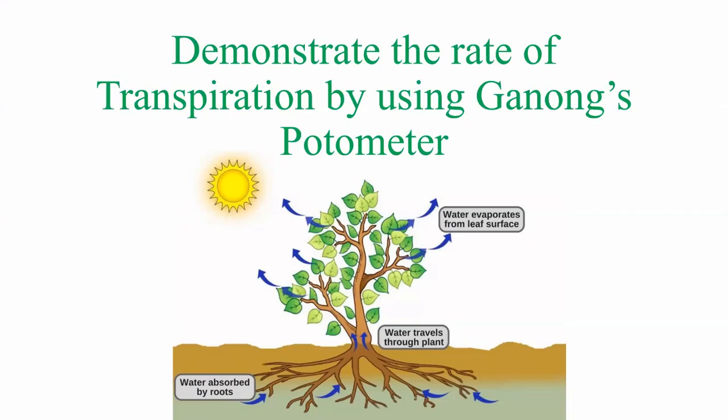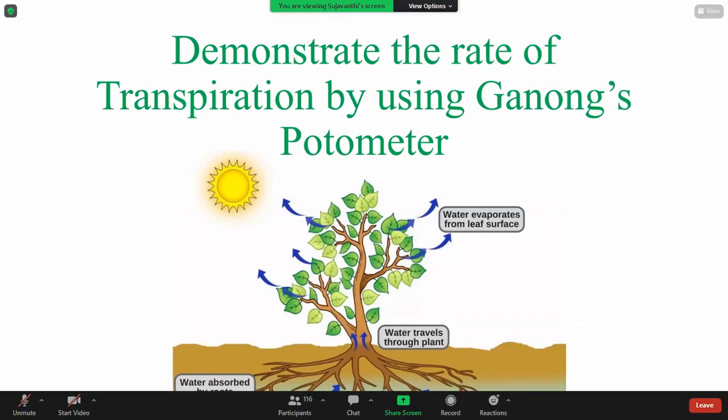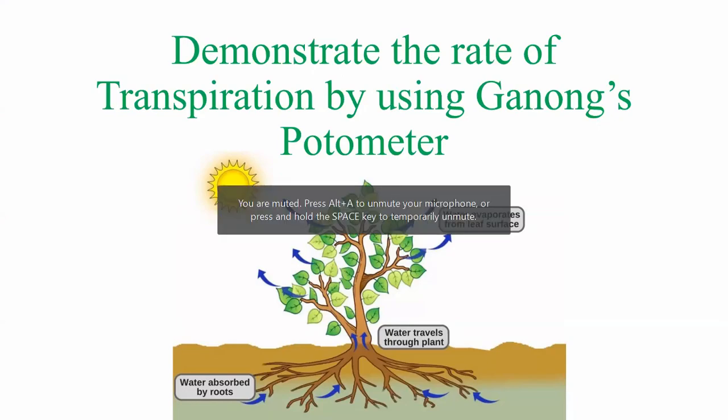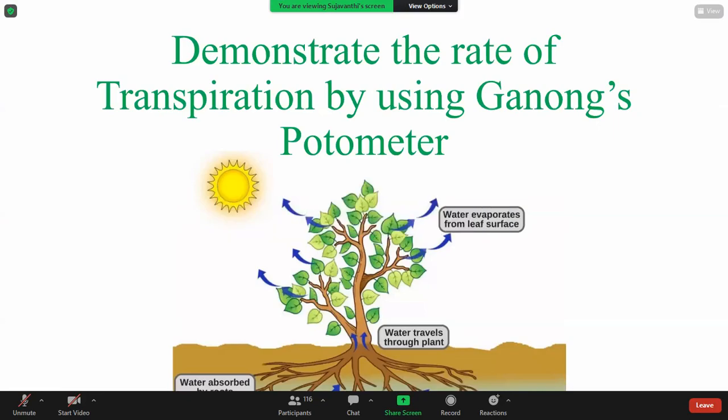So what do you understand about transpiration? The loss of water from the aerial part of the plants in the form of water vapor. Yes, the water loss in vapor form from the aerial part of the plant to the atmosphere. That's transpiration, in the vapor form.